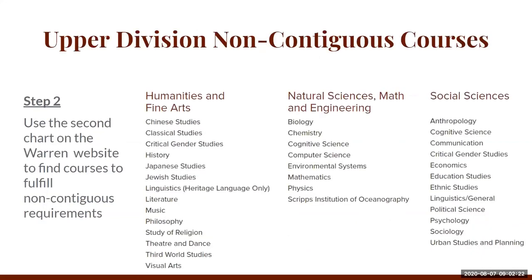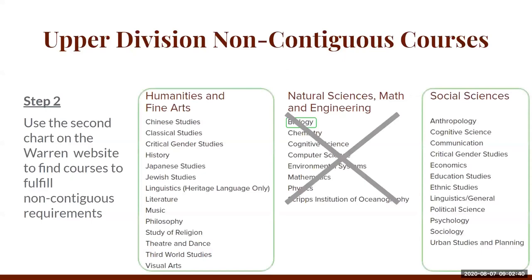Once you know what discipline your major falls under, you can identify departments from which to take upper division non-contiguous courses. So if you're pursuing a biology major under the natural science discipline, you'll choose the 2 GE courses in disciplines other than math and natural science. So for example, let's say history appeals to you. You can choose 2 upper division courses from history as it falls under the humanities and fine arts discipline. Or if you have varied interests, you could take 1 course from history and 1 course from anthropology. You do not have to choose 4 of your upper division non-contiguous courses from the same department or discipline.